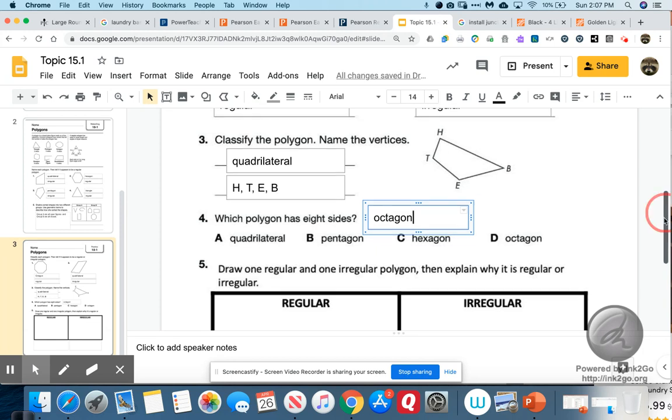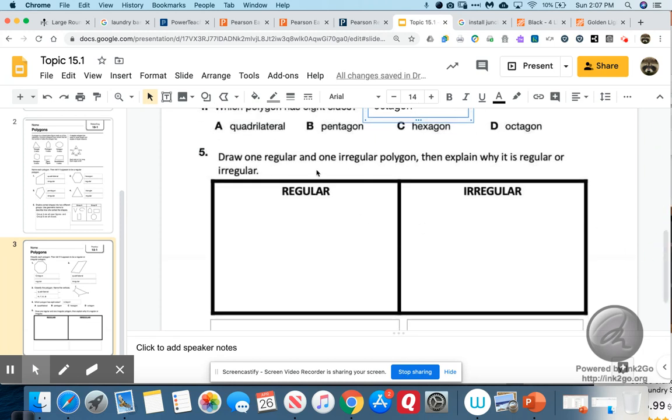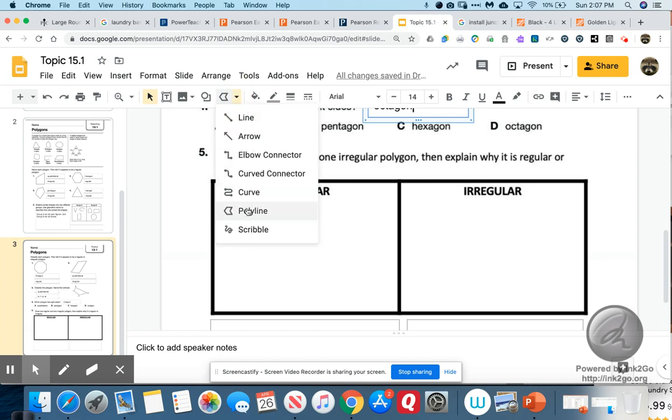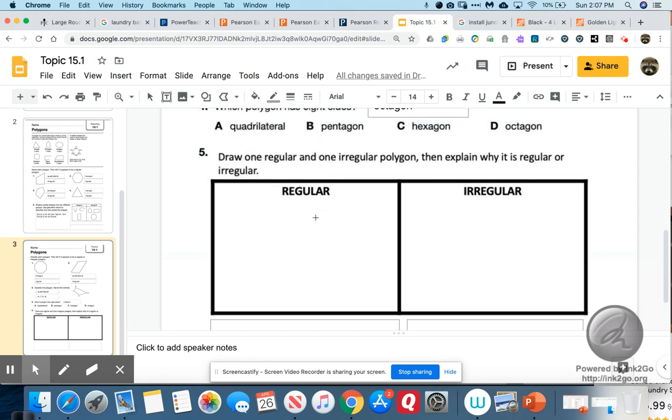And finally, our last thing here, it says draw one regular and one irregular polygon. Then explain why it is regular or irregular. Up here, you can see you have a little drawing tool. If you go on polyline, that's the one you want to pick, then you can draw a shape. I'm going to draw, well, it has to have all equal lengths. So I'm going to draw 1, 2, 3, 4, and try to close it off. And there's our regular shape.